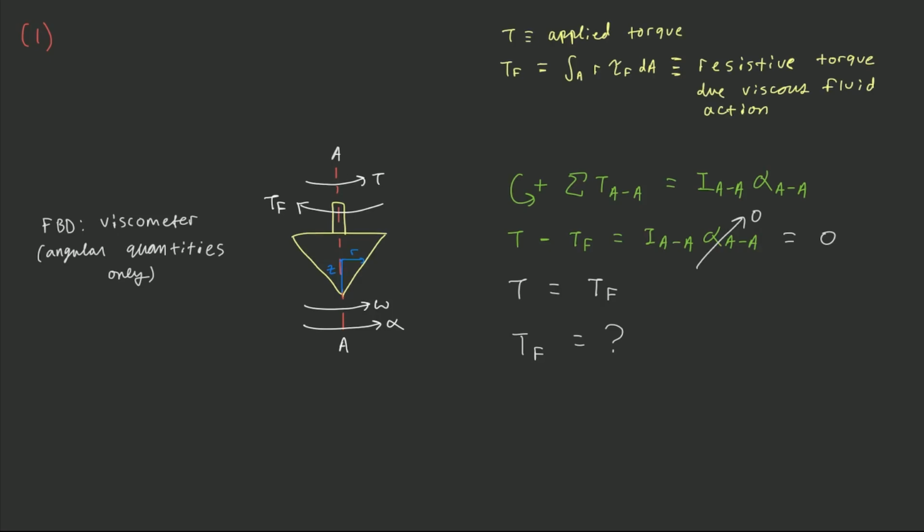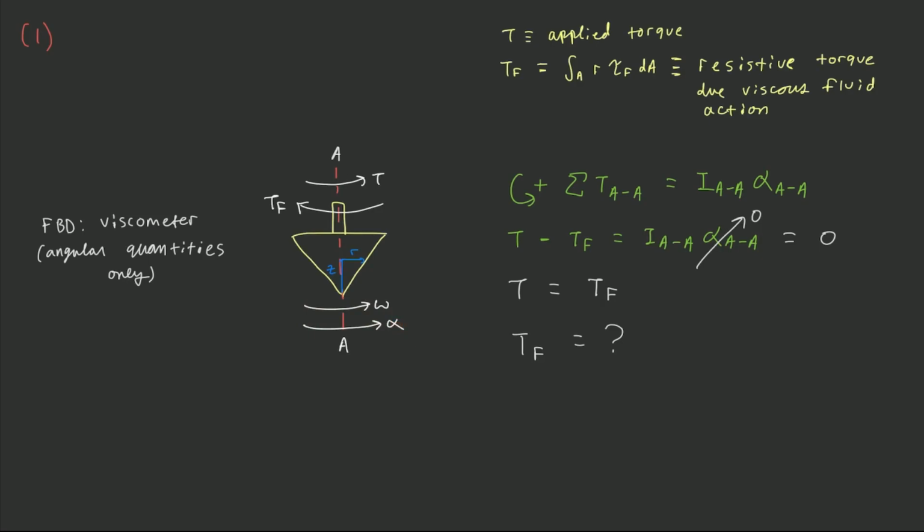So here you see that our conical viscometer is shown about the axis AA. We have our T applied torque spinning counterclockwise, and we have our TF, which is equal to the integral over A of r tau f dA, which is the resistive torque due to viscous fluid action. So the applied torque goes in one direction, and the viscous torque goes in the opposite direction. It opposes motion. We're assuming that the angular velocity omega is counterclockwise, and the angular acceleration alpha is also counterclockwise.